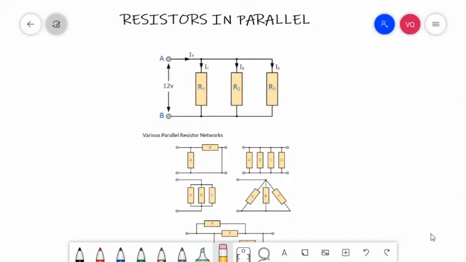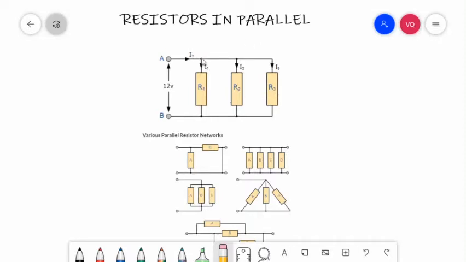Next topic is the resistors in parallel. Resistors are in parallel if their terminals are connected to the same nodes. The equivalent overall resistance is smaller than the smallest parallel resistor. In our figure, we have resistors R1, R2, and R3.